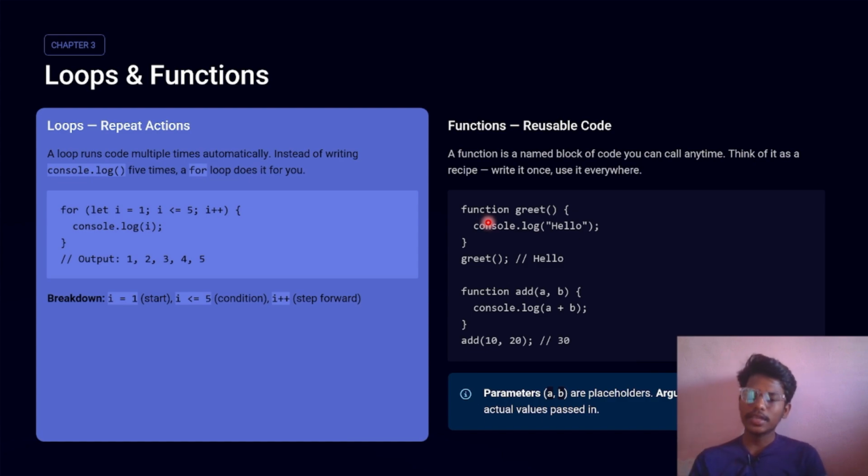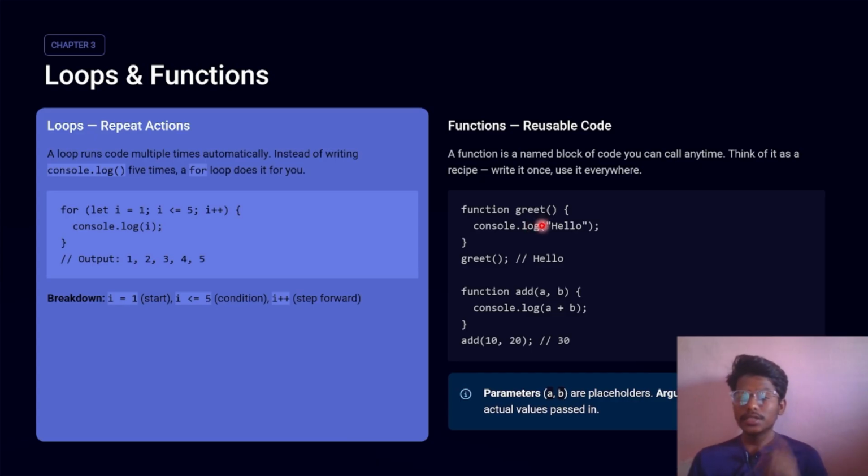Here, let's understand the syntax. First of all, here is the function keyword. No need to change anything here. Function, then greet. It is a name. It's simply like a let variable name. You can put anything here. Not only greet, we can put any name.